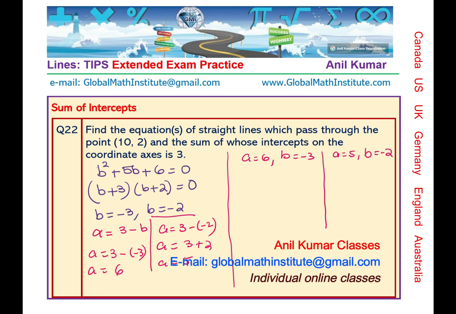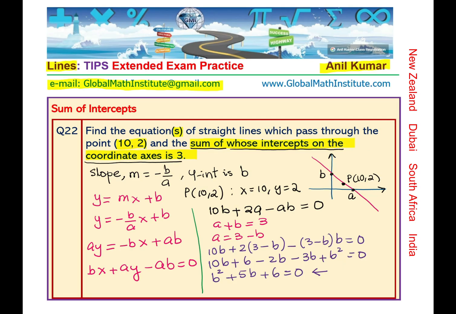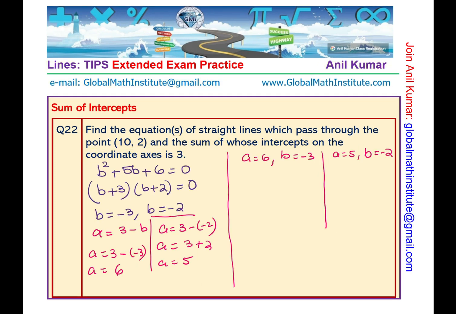Perfect. So these are the two combinations for which the given condition can be met, correct? So we can now substitute these values in our equation, which we found as bx plus ay minus ab equals 0, right? So that is the equation.